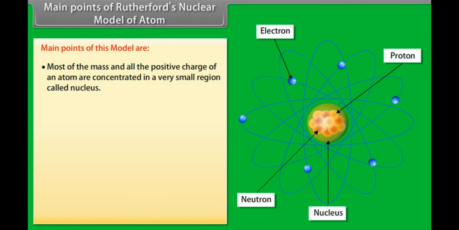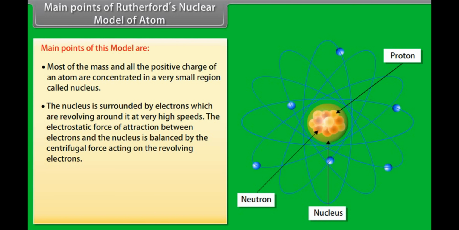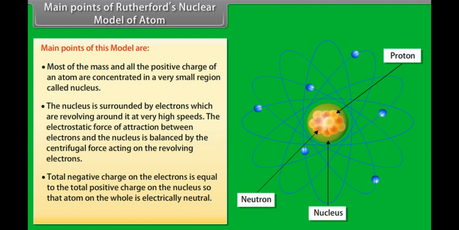Main points of this model are: Number 1. Most of the mass and all the positive charge of an atom are concentrated in a very small region called nucleus. Number 2. The nucleus is surrounded by electrons which are revolving around it at very high speeds. The electrostatic force of attraction between electrons and the nucleus is balanced by the centrifugal force acting on the revolving electrons. Number 3. Total negative charge on the electrons is equal to the total positive charge on the nucleus, so that the atom on the whole is electrically neutral.